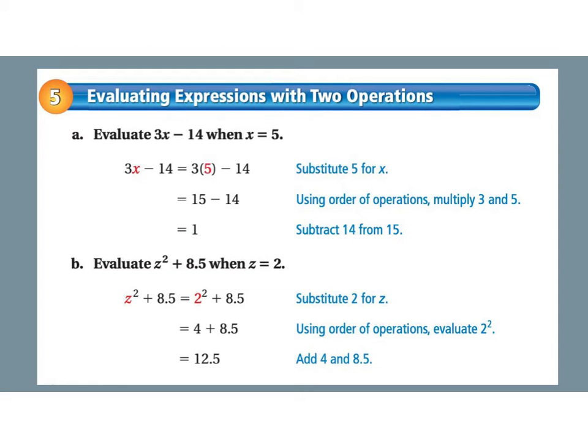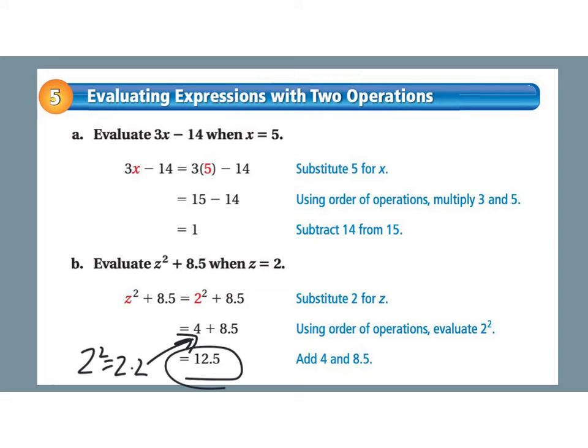If we evaluate z squared plus 8.5 when z equals 2, substitute 2 for z. So instead of this, you're going to substitute it in, so then you get 2 squared plus 8.5. Using order of operations, evaluate 2 squared. 2 squared, remember, is the same as 2 times 2, which is 4. And then you add 4 plus 8.5 is 12.5.